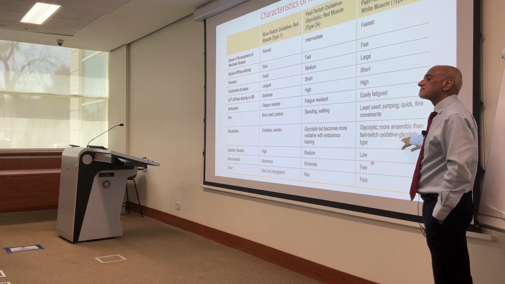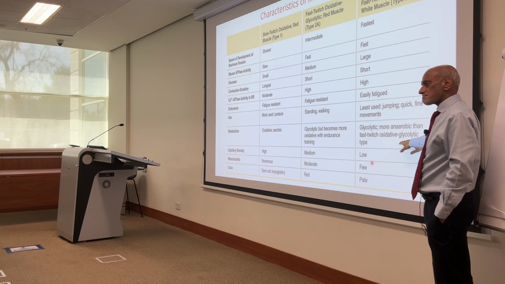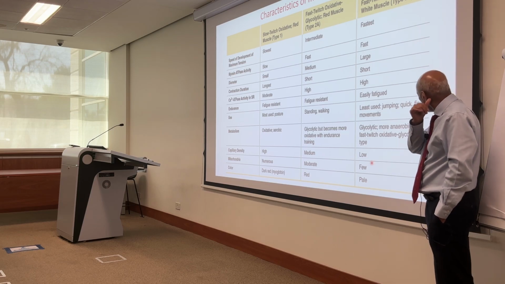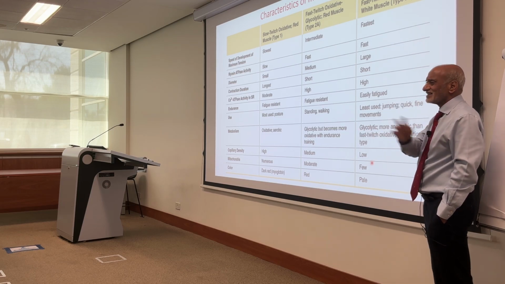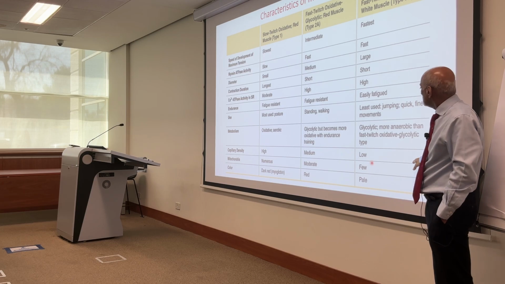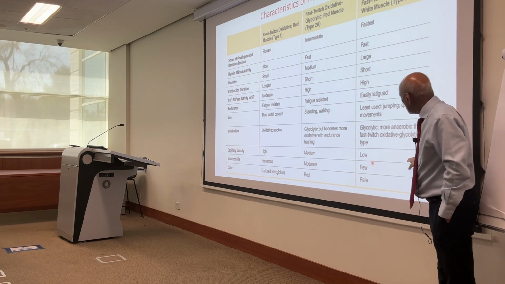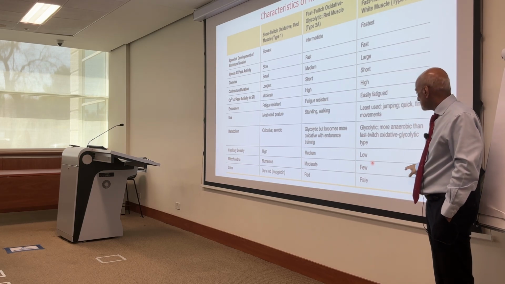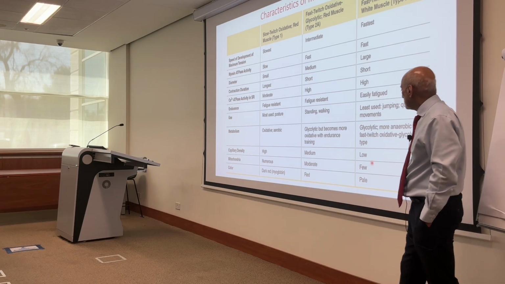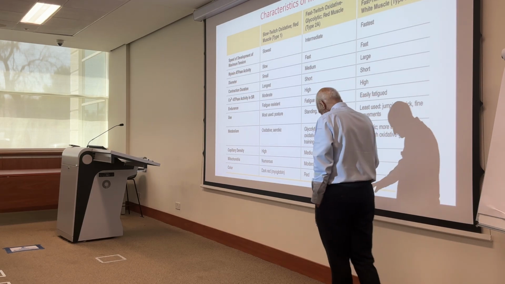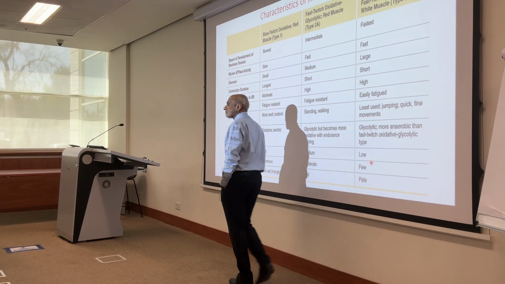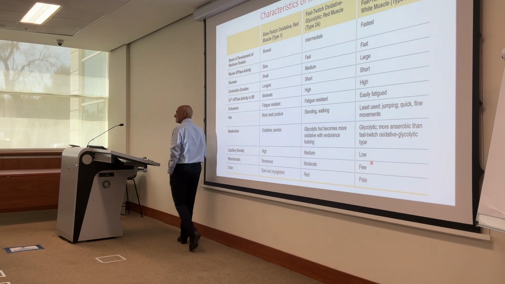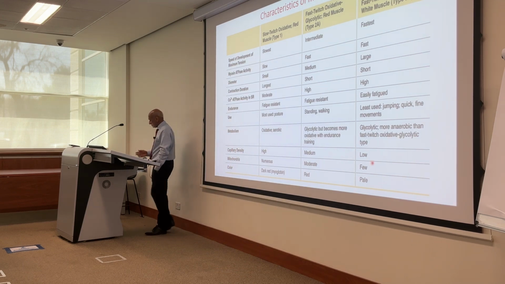Glycolytic, anaerobic. So all that's happening is you're going from glucose to pyruvate and then lactate. Capillary density is very low. You don't need the blood supply. And then you have few mitochondria and you don't tend to have a lot of myoglobin. And the one in between is like halfway between them.